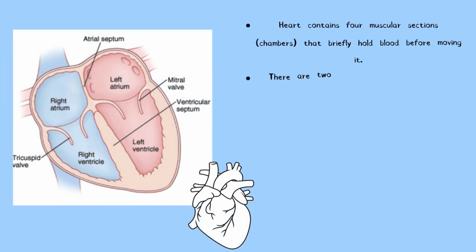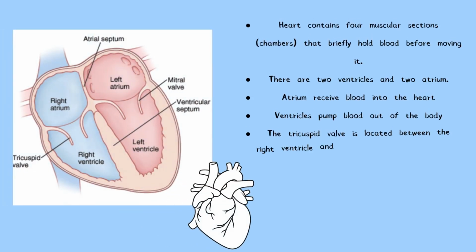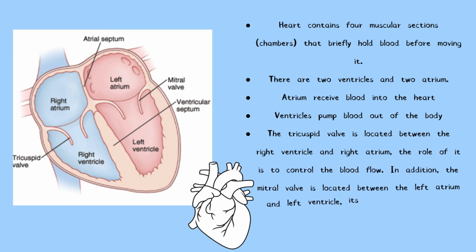The heart contains four muscular sections that briefly hold blood before moving it. There are two ventricles and two atria. The two upper chambers are called the atria, with the left atrium and right atrium receiving blood into the heart. The right and left ventricles pump blood out of the heart. It separates pulmonary circulation and systemic circulation.